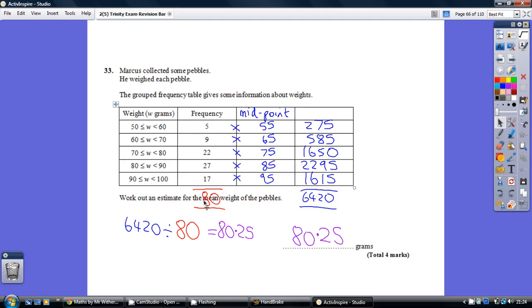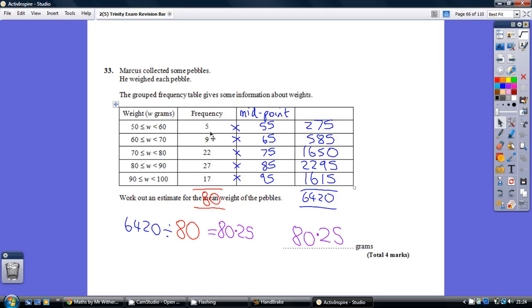Now, how do you work out the mean weight? Well, you add up all the weights of all the pebbles and divide by the number of pebbles. So, how heavy were these first 5 pebbles? Well, we don't know exactly. All we know is they were between 50 and 60. So the best we can do is assume they were halfway between, so 55. That's why this is an estimating question.